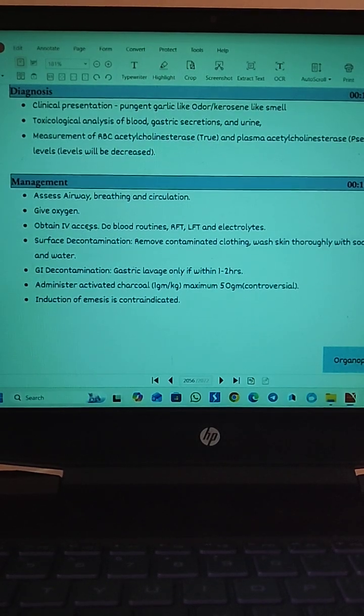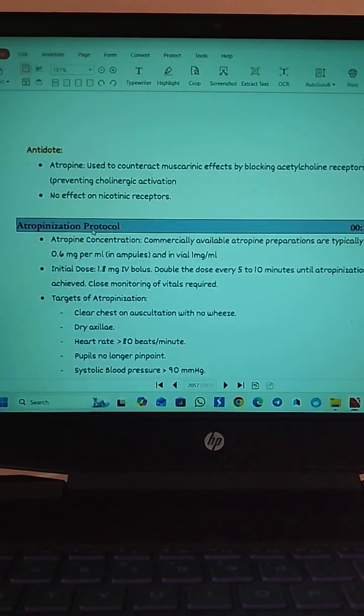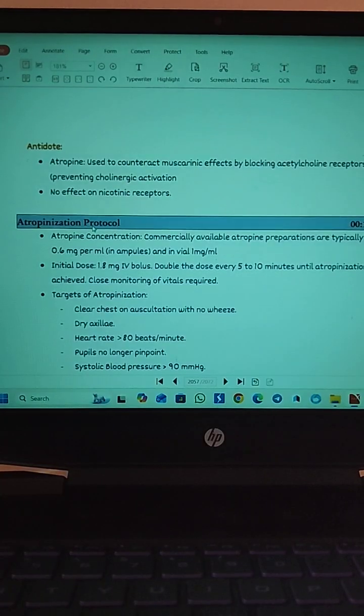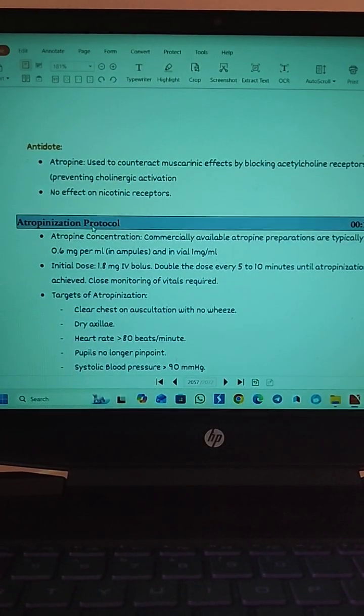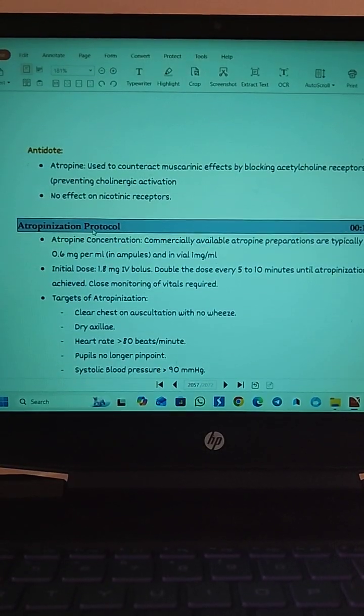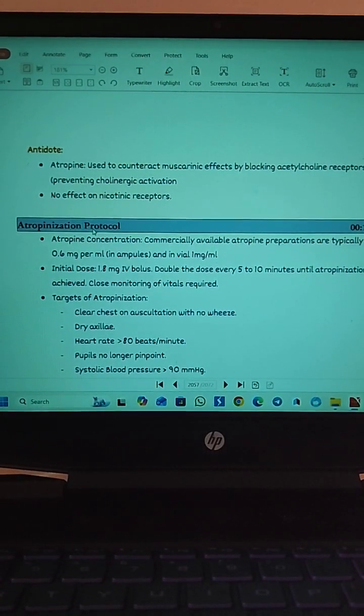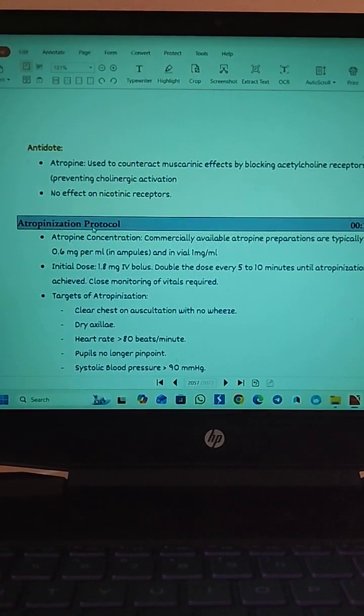Induction of MSS is contraindicated. Okay, and you should start the antidote. Here, what is the antidote? That is atropine. Atropine is used to counteract the muscarinic effects by blocking the acetylcholine receptors and thus preventing cholinergic activation. Okay, no effect on nicotinic receptors.